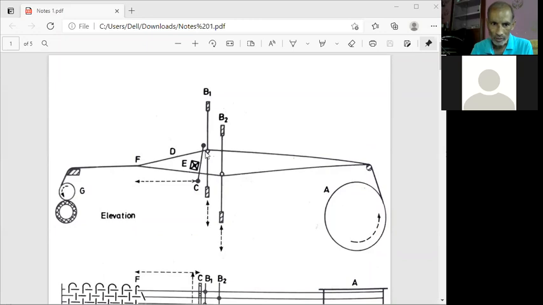So in heald frame number 1, we will take 1000 heald wires, and in the middle of every heald wire there is a heald eye, which is indicated here. So one warp thread or one end is passing through one heald eye of one heald wire of one heald frame.